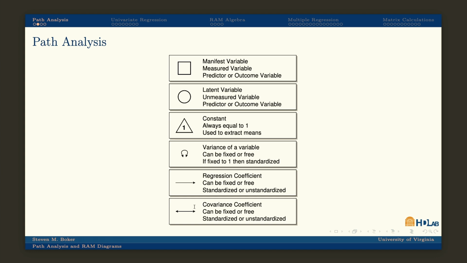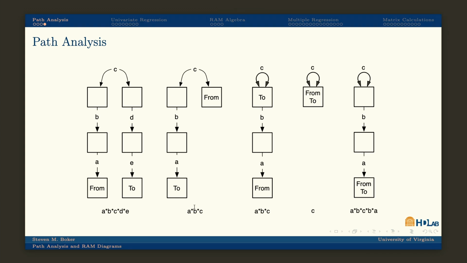Okay. So path analysis, you can find out what the effect is between two variables. For instance, if I wanted to find out what the effect was between this from and to, I would multiply A times B times C times D times E. And that would be the total effect between those two variables. Here it's A times B times C. So this is path analysis.